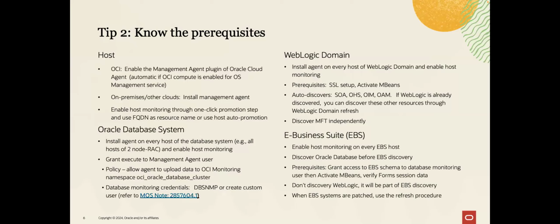When performing an EBS discovery, once again, start with promoting all the hosts on that EBS application to full monitoring. Next, discover the Oracle database system, including the container DB and the pluggable DB. Next, using the database monitoring user, apply the necessary grants so that the monitoring user can read the EBS schema. Then, similar to WebLogic, the MBeans must be made accessible via the runtime MBean server.